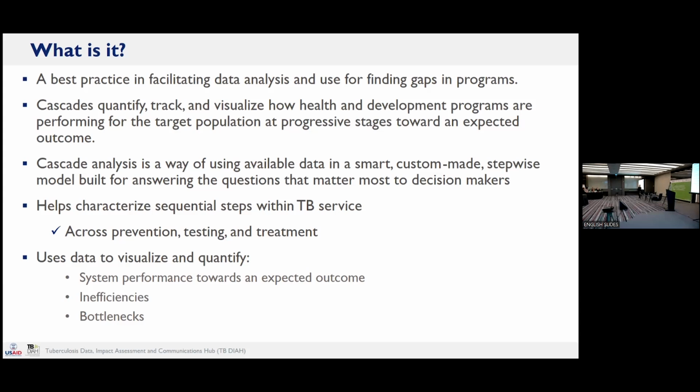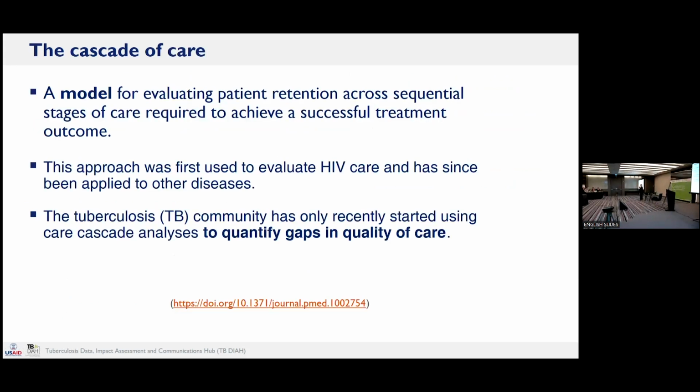Yes. And it also helps to characterize sequential steps within TB service programs, prevention, testing, and treatment, and is used to visualize and quantify. For instance, it allows us to assess the system performance towards an expected outcome, inefficiencies, and bottlenecks. The cascade of care, in Russian, they call it the cascade of service, actually.